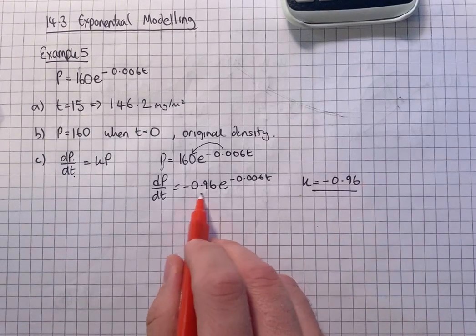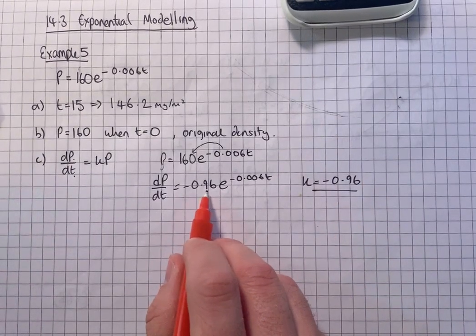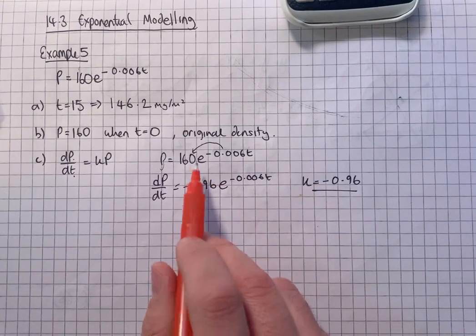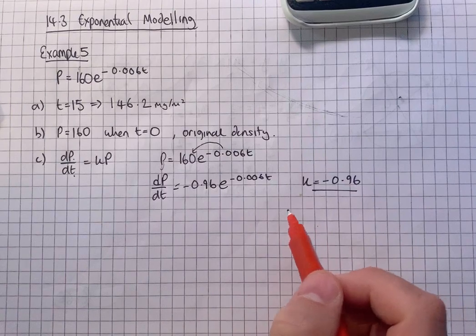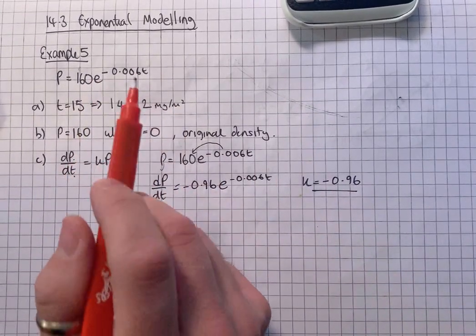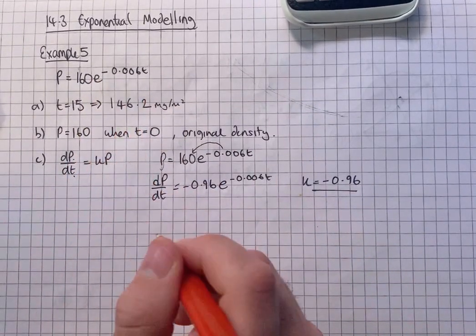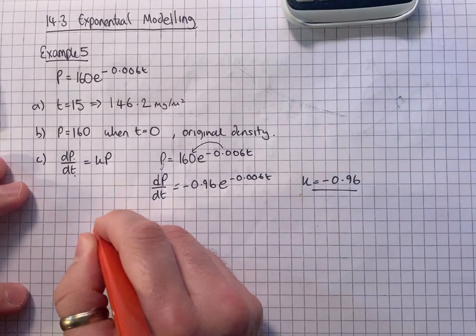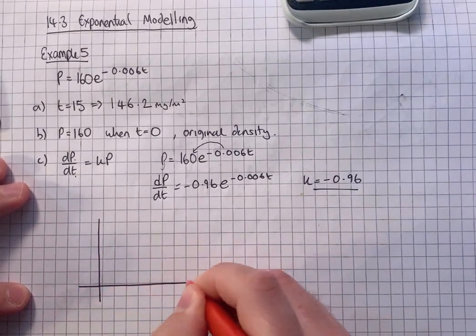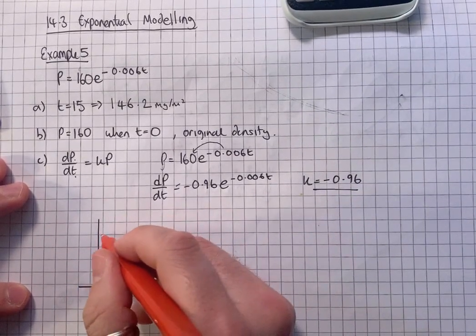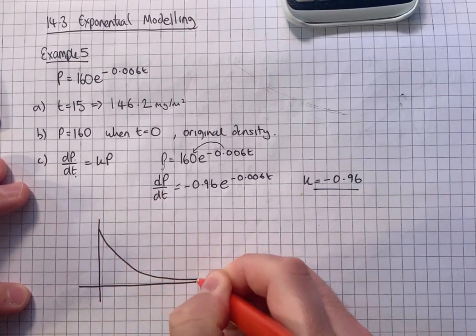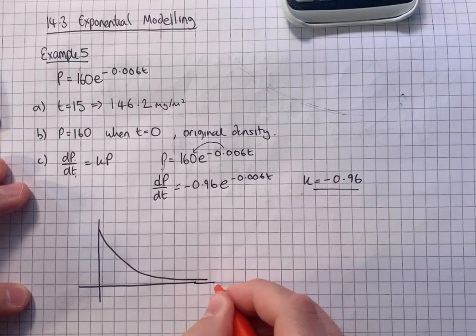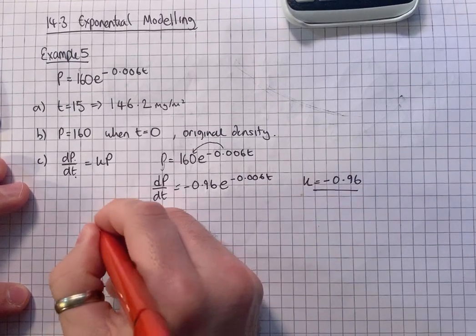Now, the fact that this value is negative means that the gradient's going to be decreasing. So it's going to be an example of exponential decay, but we know that anyway from this part of the graph. So in terms of sketching the graph, we know it starts at 160 and then gradually gets closer and closer to the t-axis.